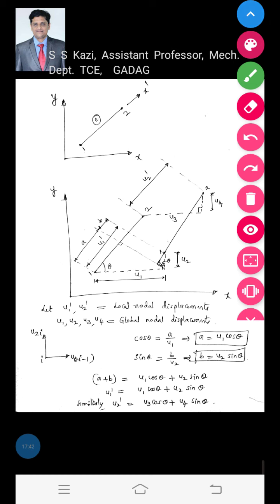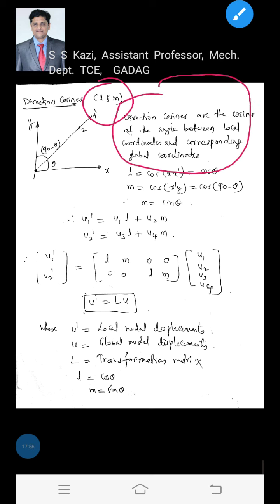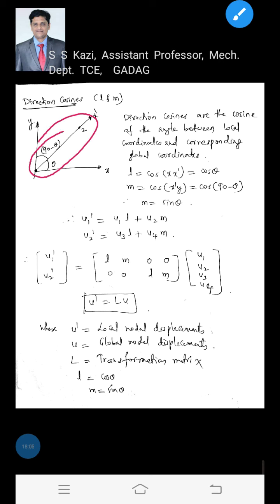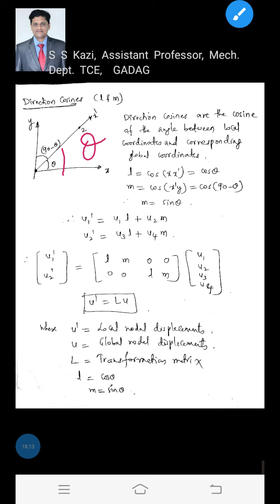Okay, now next we will move on to the direction cosines. Direction cosines are represented by L and M. What are direction cosines? Direction cosines are the cosine of the angle between local coordinates and the corresponding global coordinates. Now I will consider a truss element having nodes 1 to 2, inclined with the horizontal by theta. If this is theta, then the other angle will be 90 minus theta. The global coordinates are x and y, and the local coordinate is x dash.